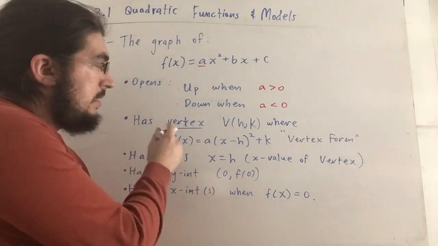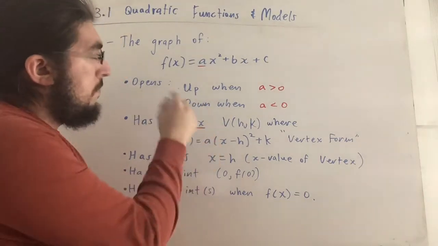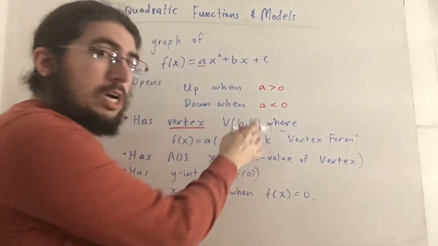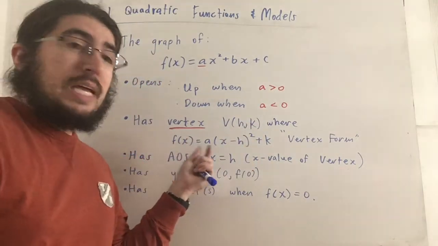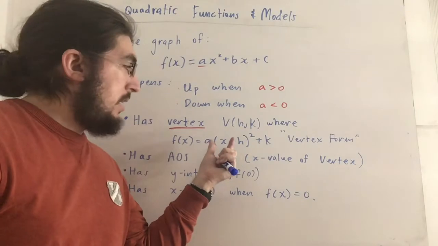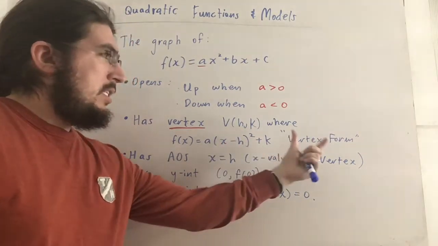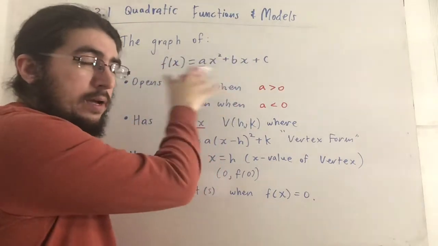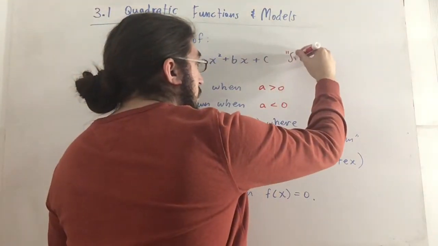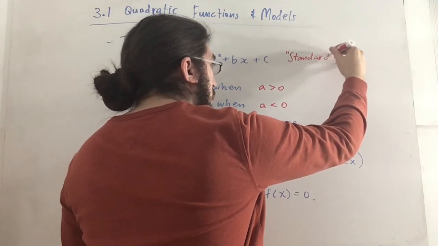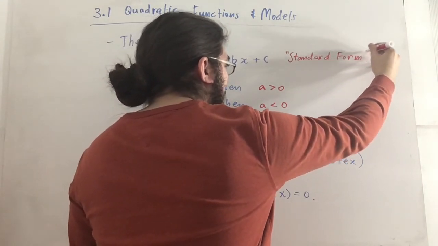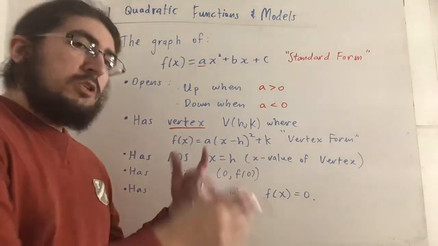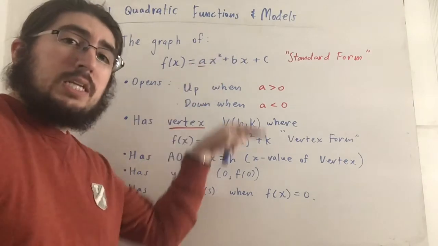Okay, the vertex of the parabola would be labeled V for vertex, and we label this as h comma k, where f of x is equal to a times the quantity x minus h all squared plus k. This is what is known as vertex form. And by the way, this way of writing a quadratic function is known as standard form, as opposed to vertex form. After I finish discussing these, in the next screen I'm going to explain how you can translate between the two.